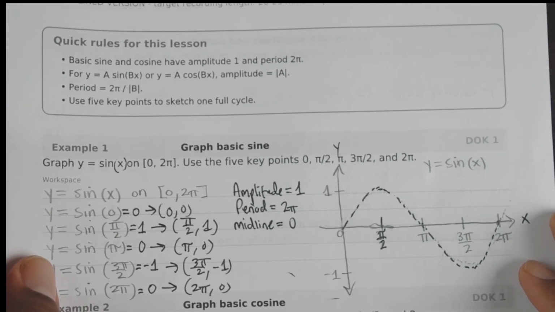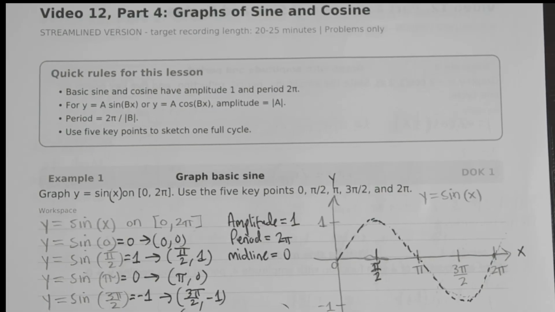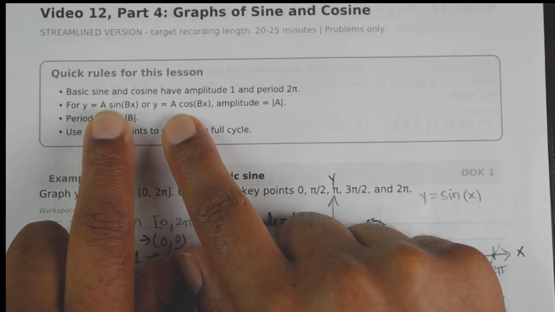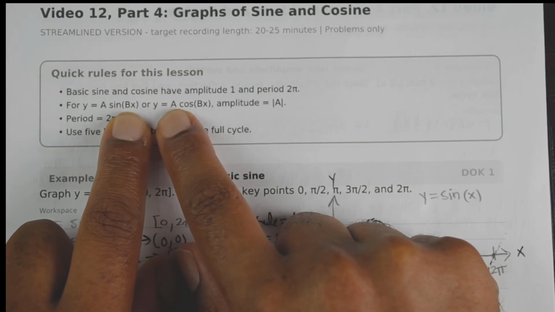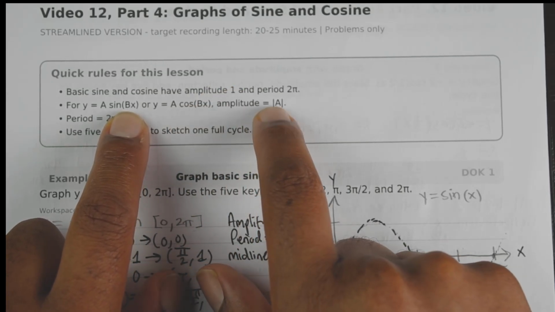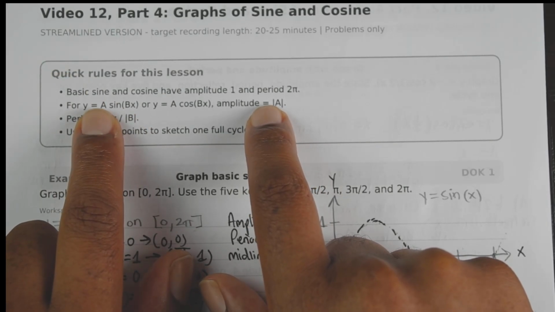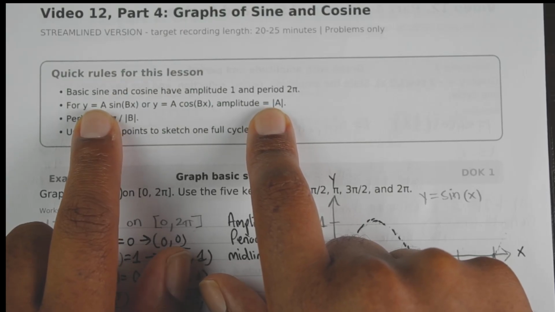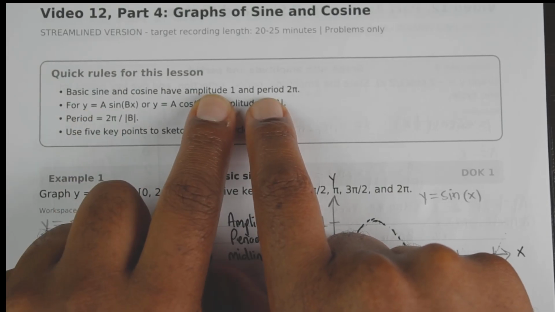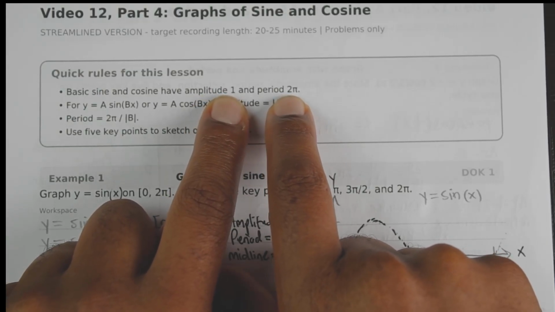All right, so let's review. This was essentially the foundation of the graphs of sine and cosine. Again, y is equal to this function for sine, and y is equal to this function for cosine. The amplitude is the absolute value of A, and it cannot be negative. If it is negative, it just shows that it reflects across the x-axis. The amplitude for the base function is 1, and the period for the base functions is 2 pi.